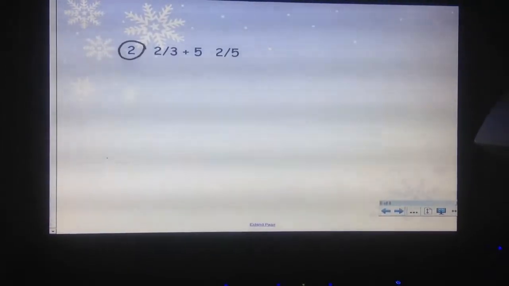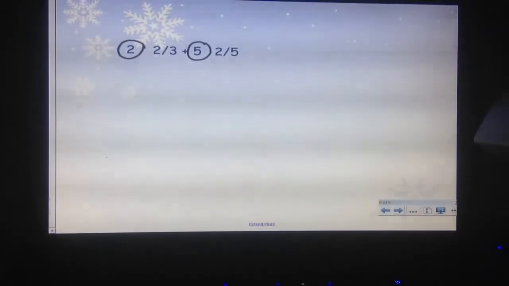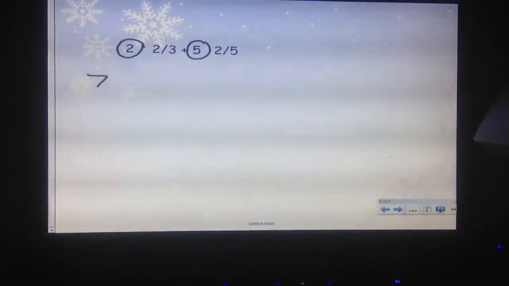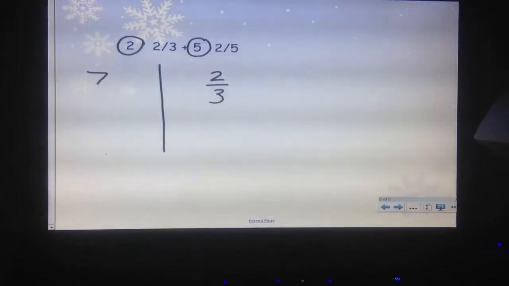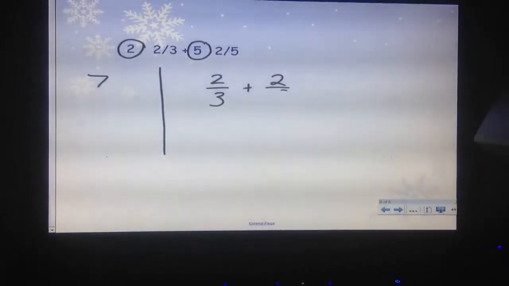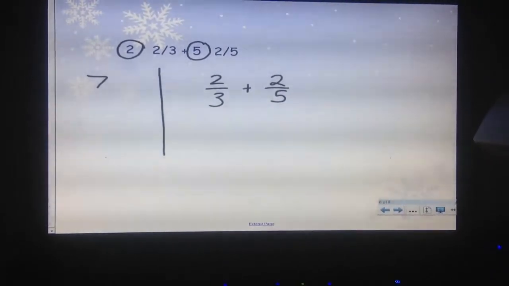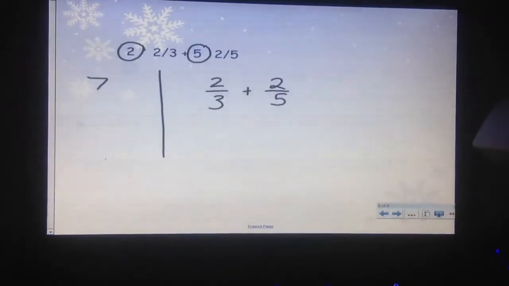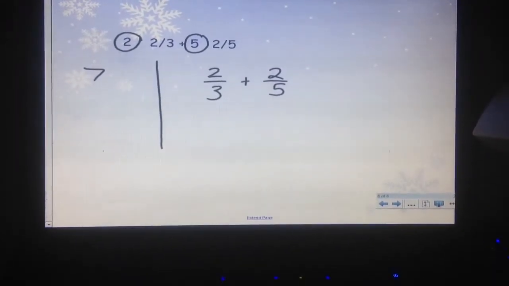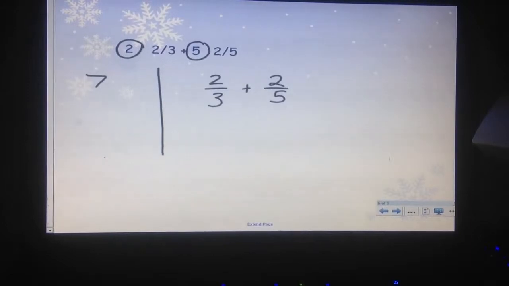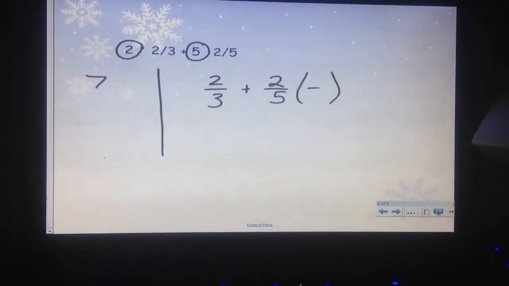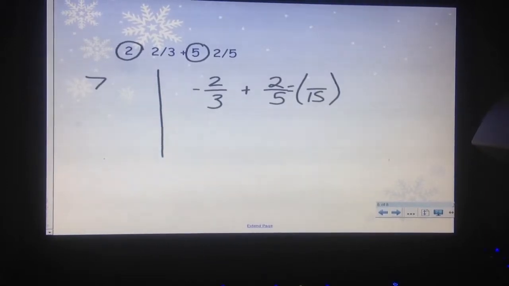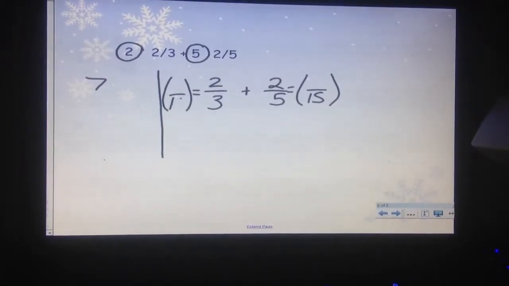This one, I'm going to add the 2 and the 5 together, and that will give me 7. Draw a line to separate it out. And now I have 2/3 plus 2/5. 3 will not go into 5 evenly. If I multiply 5 times 2, I get 10. 3 will not go into 10 evenly. If I multiply 5 times 3, I get 15, and 3 will go into 15 evenly. So my common denominator will be 15.